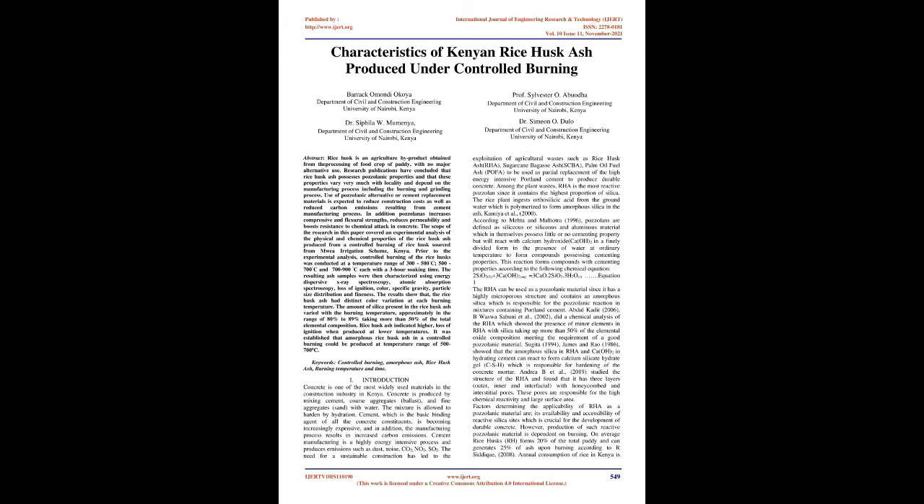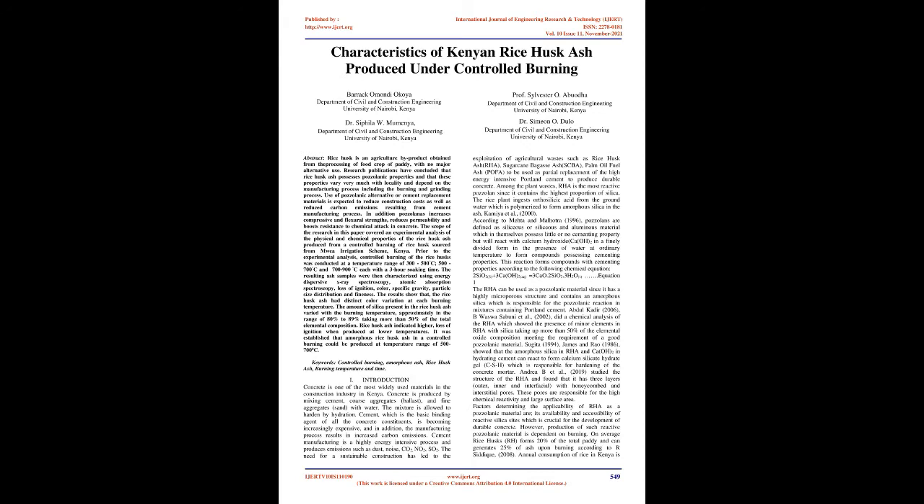Cement manufacturing is a highly energy-intensive process and produces emissions such as dust, noise, CO2, NO2, SO2. The need for sustainable construction has led to the exploitation of agricultural wastes such as rice husk ash, RHA, sugarcane bagasse ash, SCBA, and palm oil fuel ash, POFA, to be used as partial replacement of the highly energy-intensive Portland cement to produce durable concrete. Among the plant wastes, RHA is the most reactive pozzolan since it contains the highest proportion of silica.